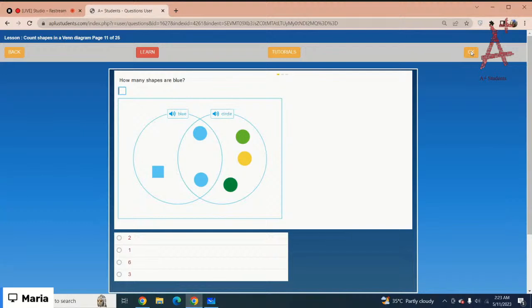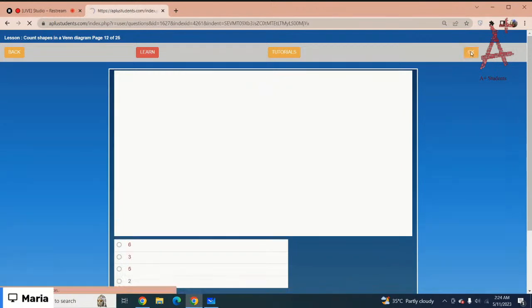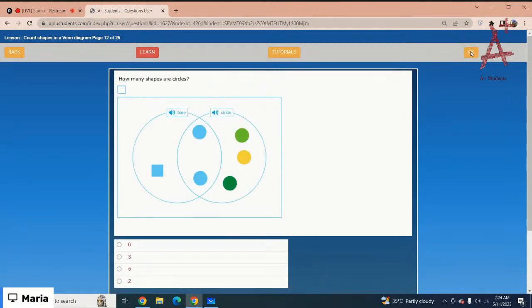How many shapes are blue? So which is the correct option? How many shapes are blue? Three of the shapes are blue. Got it? They are one, two, and three. The correct option is three. How many shapes are circles?